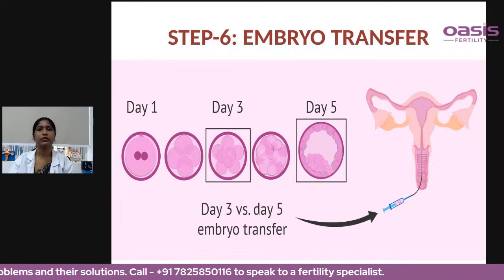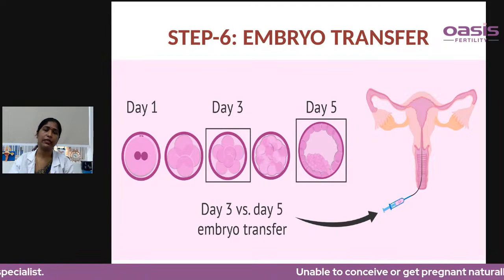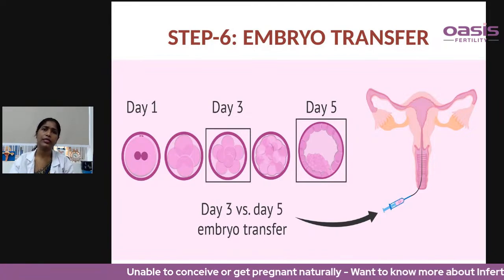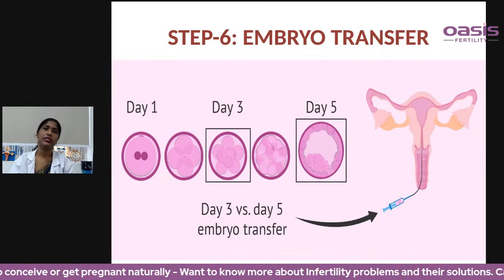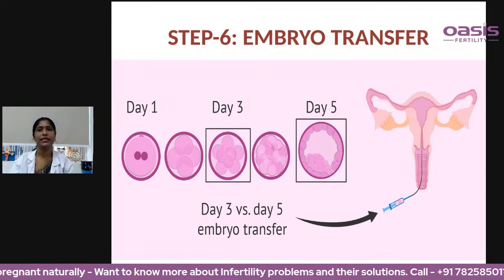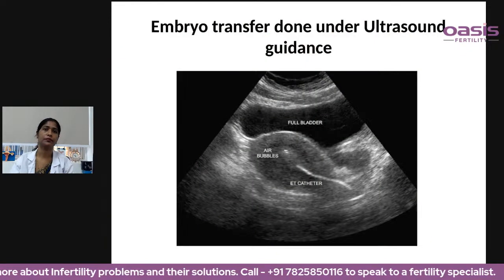Again, embryo transfer could be a fresh embryo transfer or a frozen embryo transfer. Fresh embryo transfer is when, in the same cycle in which the egg collection has happened, the embryos are placed inside the uterus. But nowadays most of the time we prefer a frozen embryo transfer, where in the same cycle we freeze all the embryos, and in the next cycle after getting the uterus ready, we transfer the embryos.